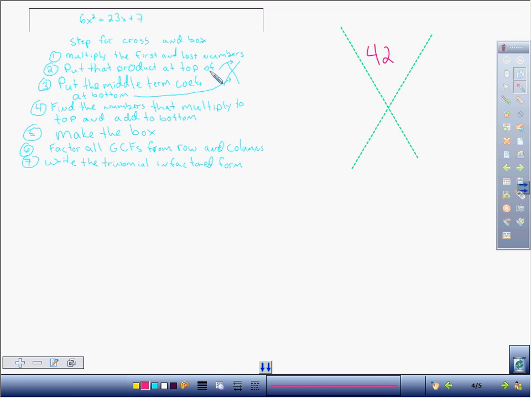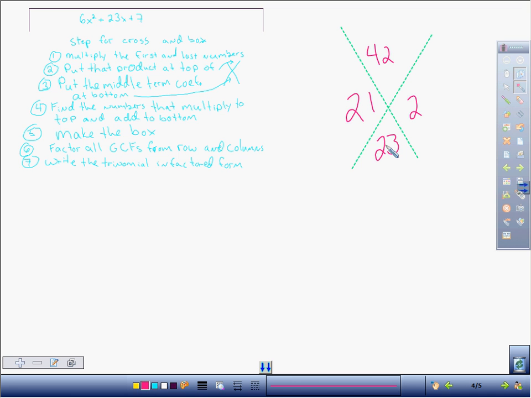Put the product at the top. I did that. Put the middle term coefficient at the bottom. So what number goes down here at the bottom? 23. 23. Okay? Now, find the numbers that multiply to the top and add to the bottom. We tried 6 and 7, doesn't work, right? Because that doesn't add to that. 21 and 2. Very good, Mary. So 21 times 2 gives you 42. And 21 plus 2 gives you 23.